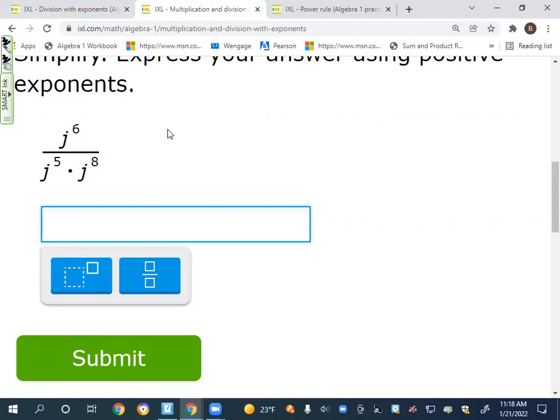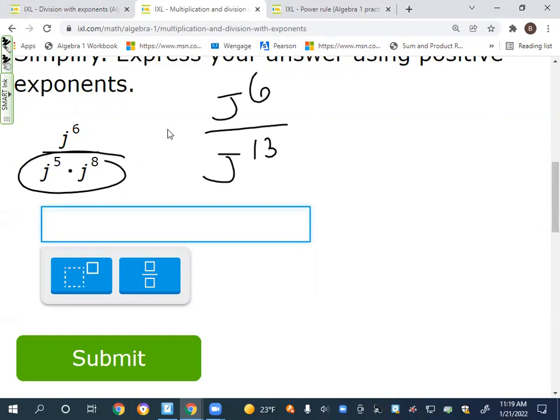Is you're going to combine everything that's together. So if you have two things that are on the bottom together, you're going to do that first before you do the division part. Okay? So since that's timesing, what do I do to those two exponents? And 8 and 5 give you what? So I have 13 J's on the bottom, and I still have 6 J's on the top.